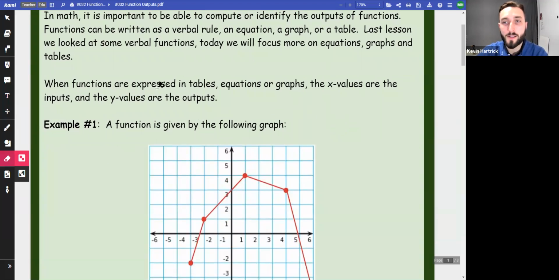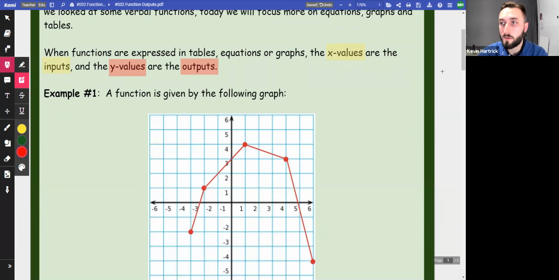When functions are expressed in tables, equations, or graphs, the x values are the inputs. This is super important. We're going to highlight this. The x values are the inputs, and the y values are the outputs. This is something that you're going to have to remember, and will continue on for the rest of your math career.